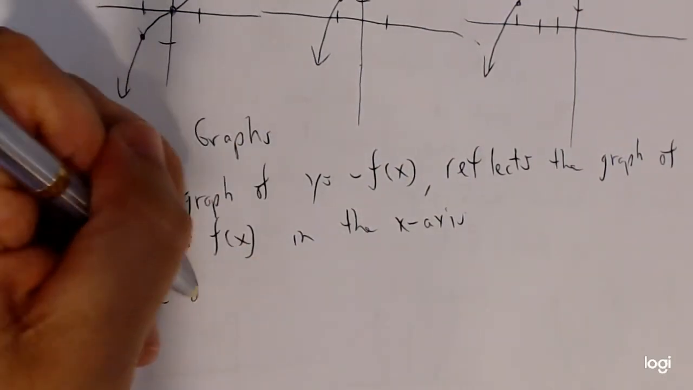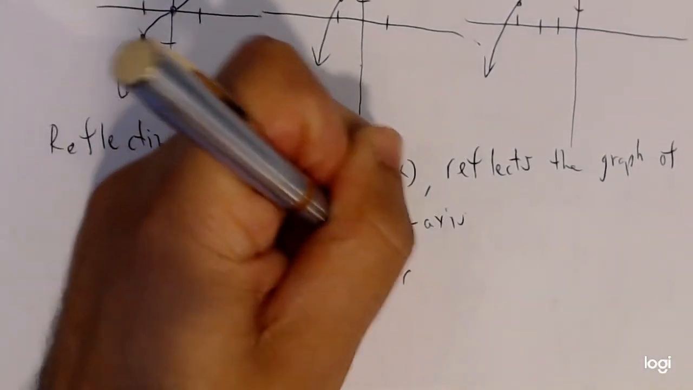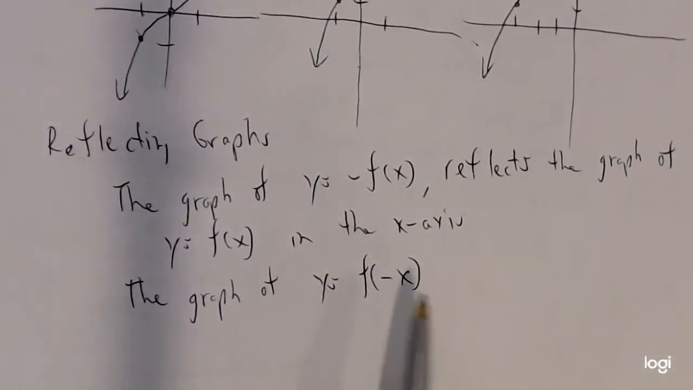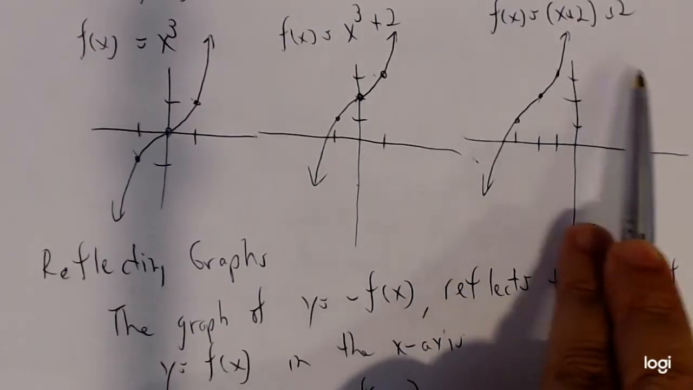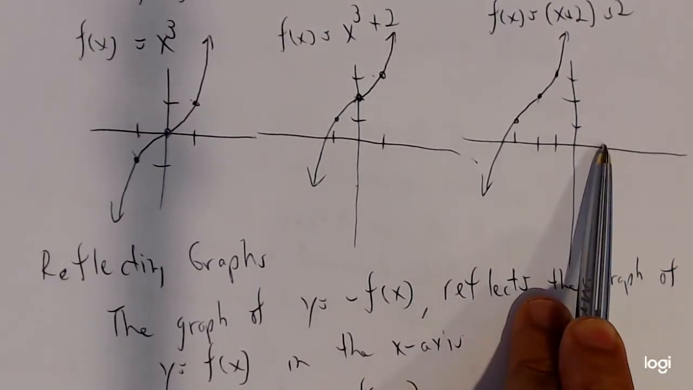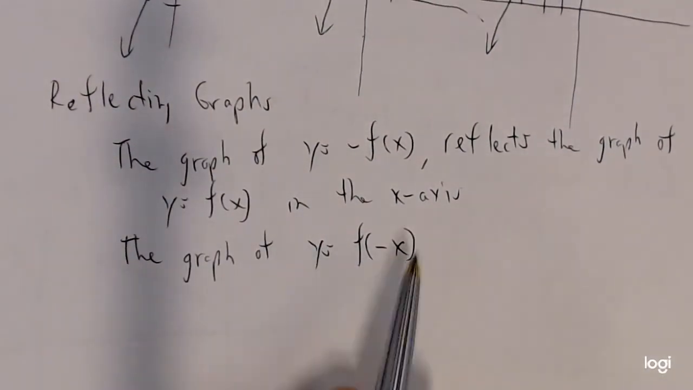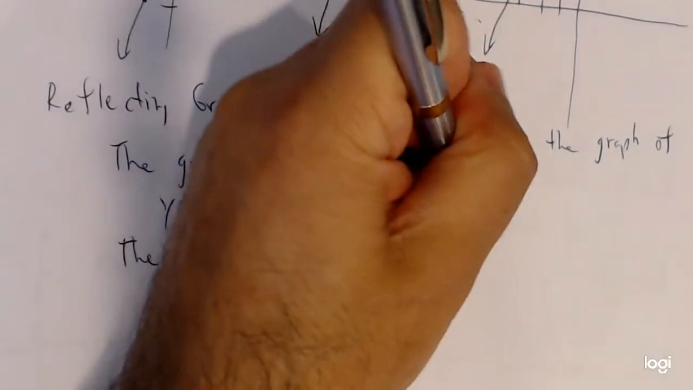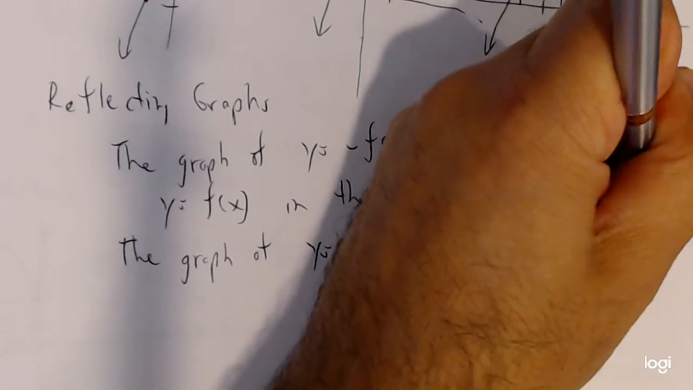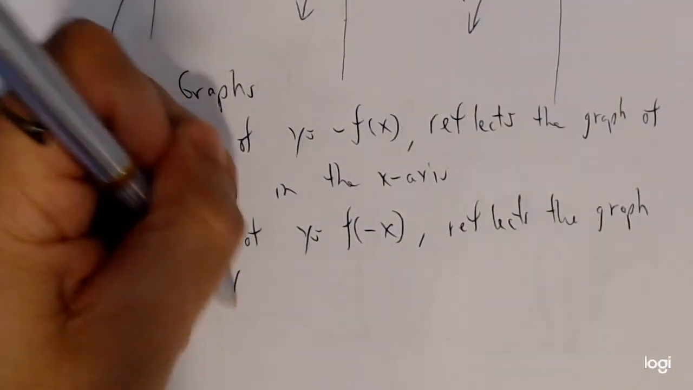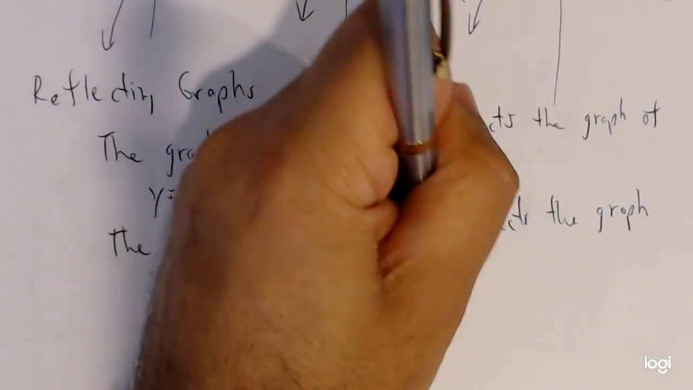And then what if we have the graph of y equals f of negative x? Now look at what I'm doing. I'm taking my opposite x values. So if I come here and I take the opposite x values, if x is negative 1, it'll put me here, then that means I'm reflecting with respect to the y-axis. So when you see f of negative x, that just means this reflects the graph of y equals f of x in the y-axis.